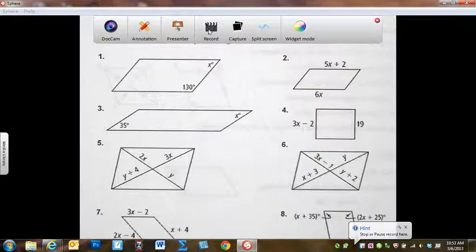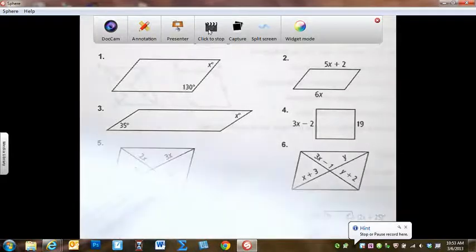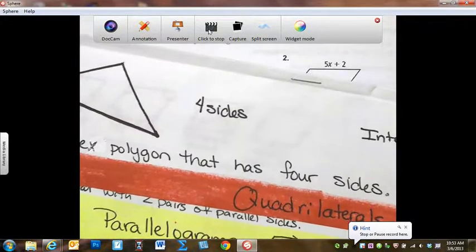Okay, everybody, we are going to be doing the homework, and we're going to be using our flip book that we made in class, so hopefully you guys have this here at home as well with you.